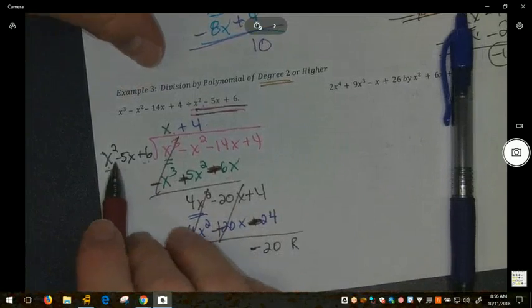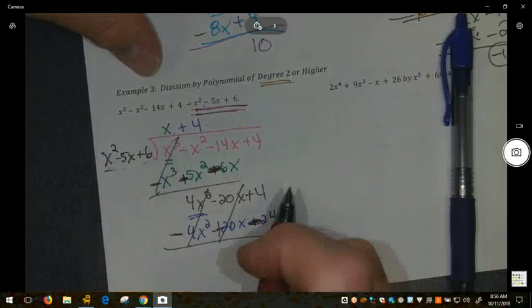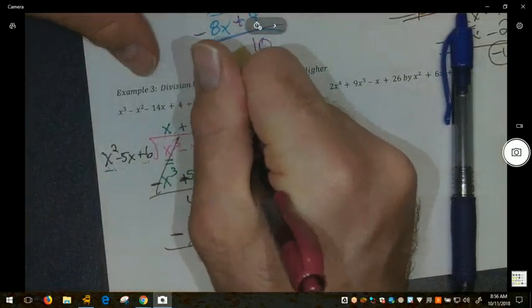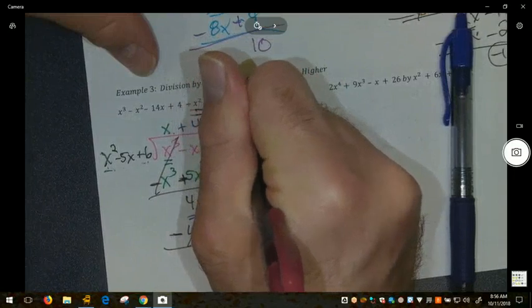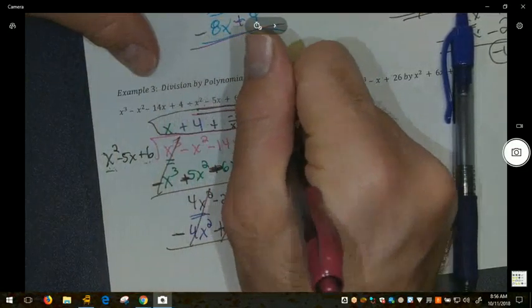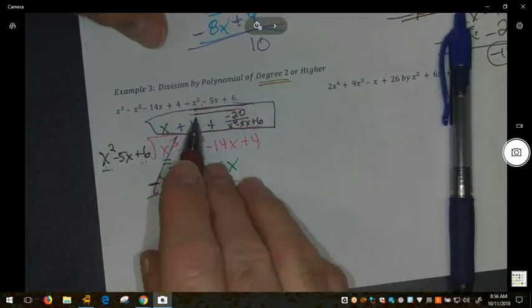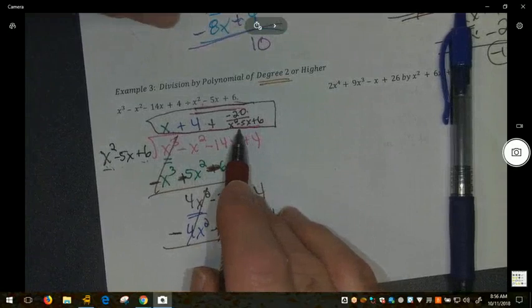So this quadratic did not go evenly into this cubic because we have a remainder of negative 20, and we put that over our divisor of x squared minus 5x plus 6. This is our answer to this problem right here. Quotient of x plus 4 plus the remainder of negative 20 over the divisor.